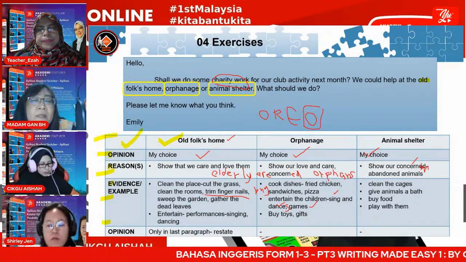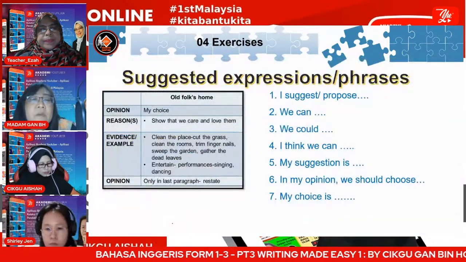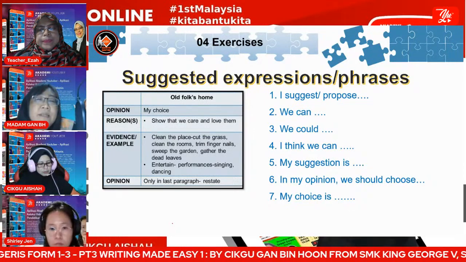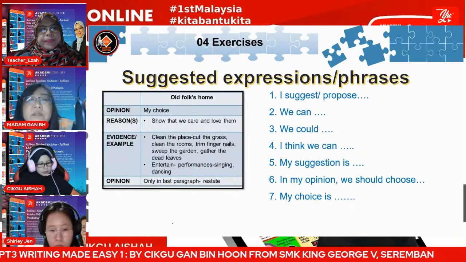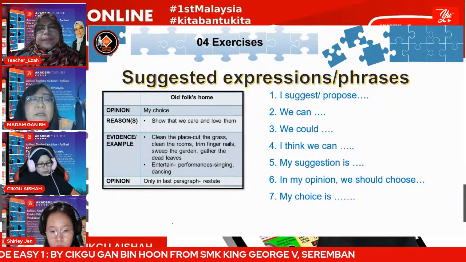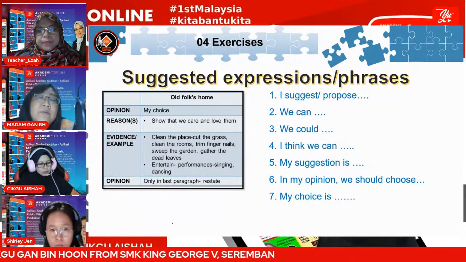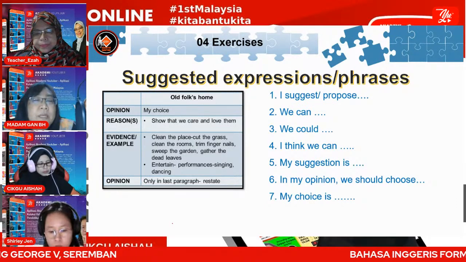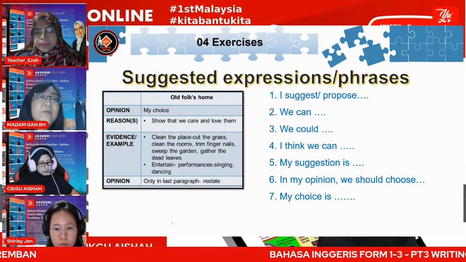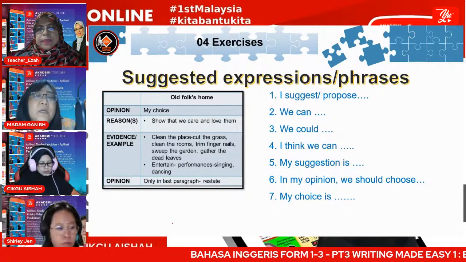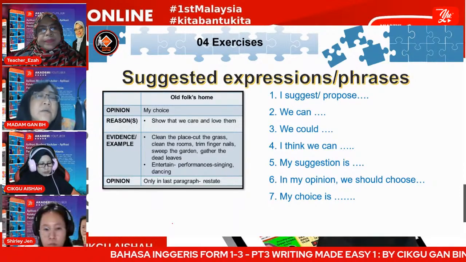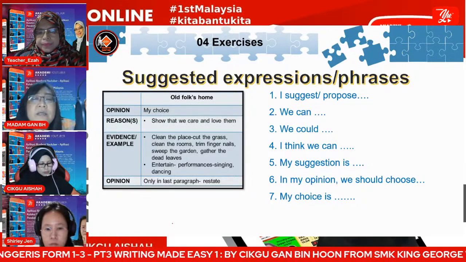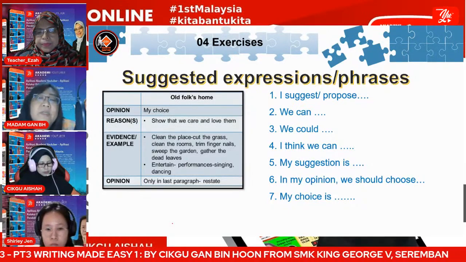Okay, let's continue. How to write. So the series, writing made easy. I'm going to concentrate more on the sentence structure. Okay, how can you write correctly? So here, for example, we are choosing old folks home. I'm going to choose one only because we have no time to do the orphanage or the animal shelter. But you can try, okay? If you prefer orphanage, you can try the exercise and write on orphanage.